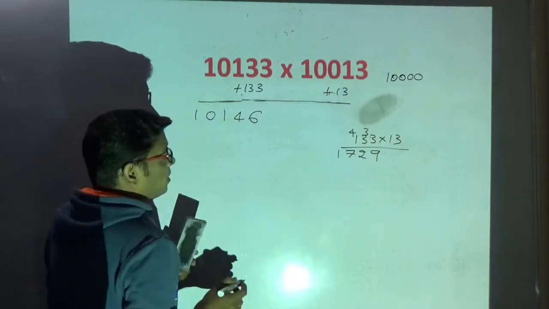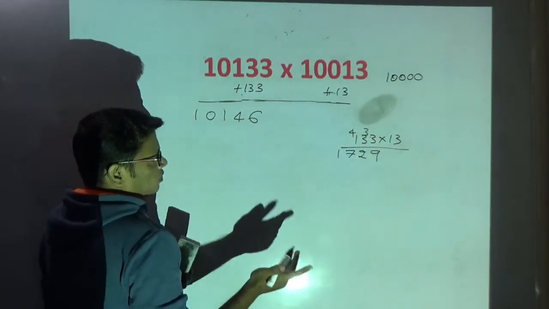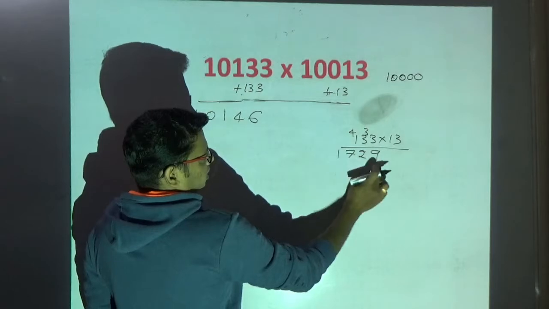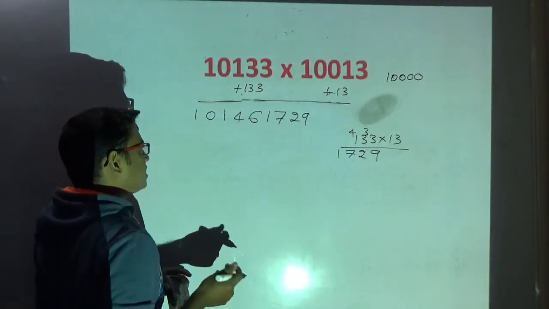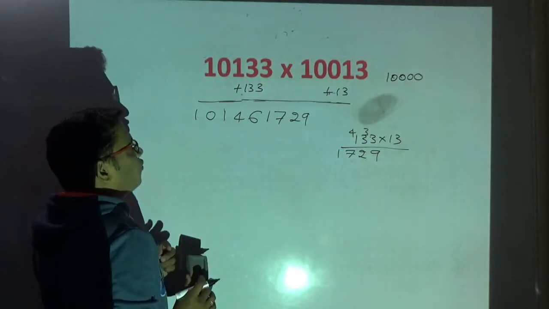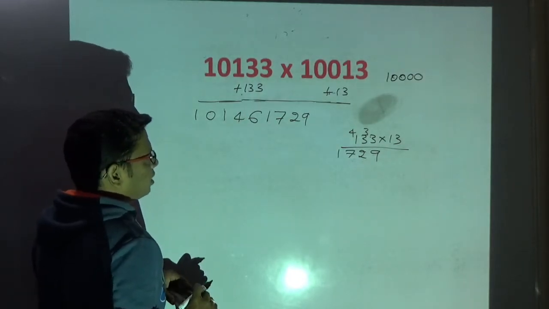Now you check how many zeros in your 10,000? 4 zeros. And how many digits is this answer? 4 digits. So you can write directly 1729. The answer for this example is 101461729. Hope you have understood.